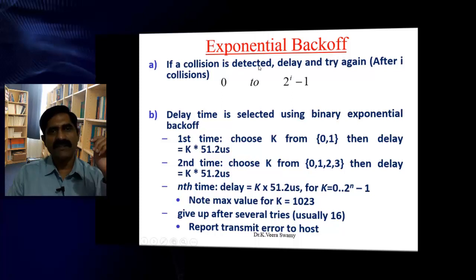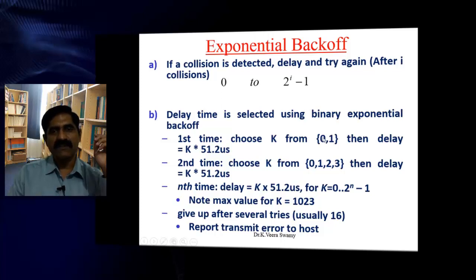Here, if a collision is detected, suppose it is the ith collision, then you select a time slot from 0 to 2 power i minus 1. Here i indicates the ith collision. Suppose the first collision happens, so i becomes 1. 2 power 1 is 2, 2 minus 1 is 1, so it varies from 0 to 1. Collision means at least two stations are trying, so these two stations select time slot either 0 or 1.